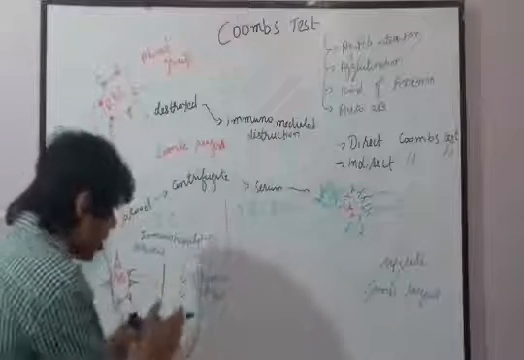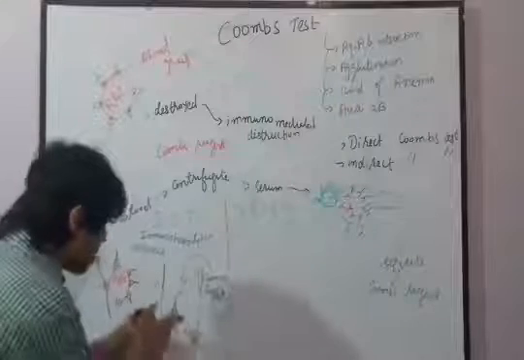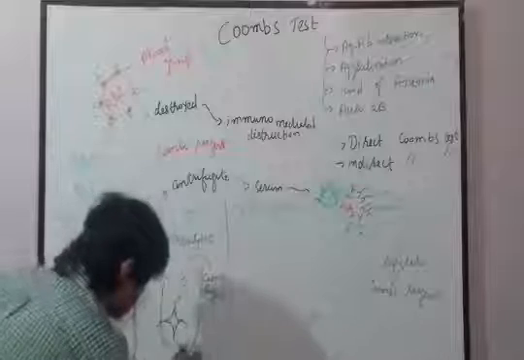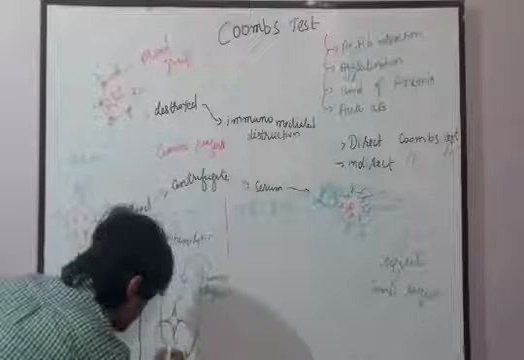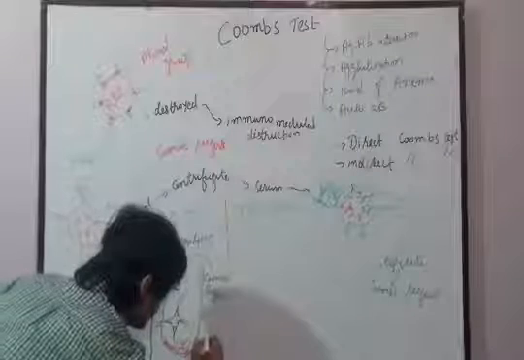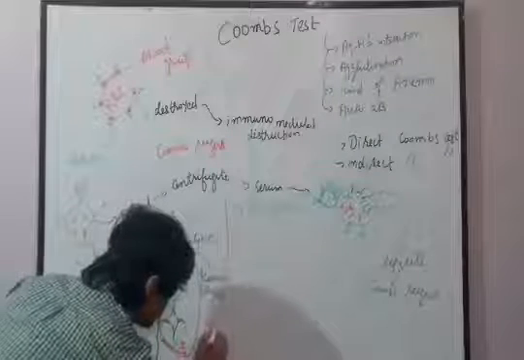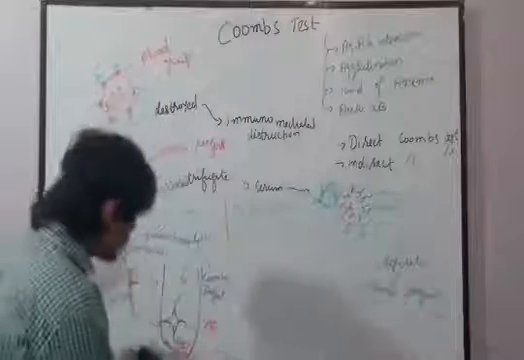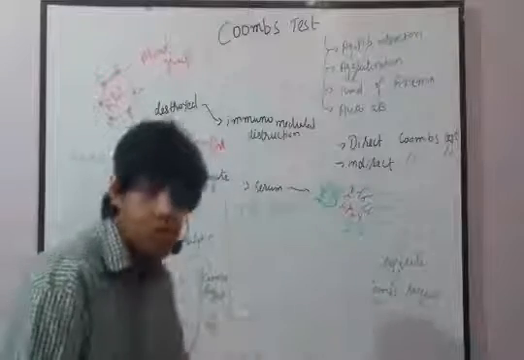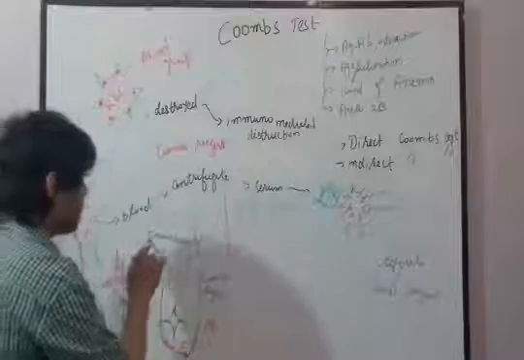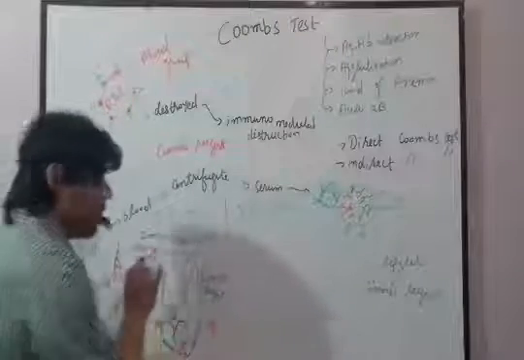Now when the antibodies are attracted to the autoantibody, then the agglutination process will occur. So these RBCs will settle down at the bottom. We call that agglutination, simply we can write it AGG. Once we get the agglutination, this test will be positive, or we can say that yes, the patient has immunohemolytic anemia.